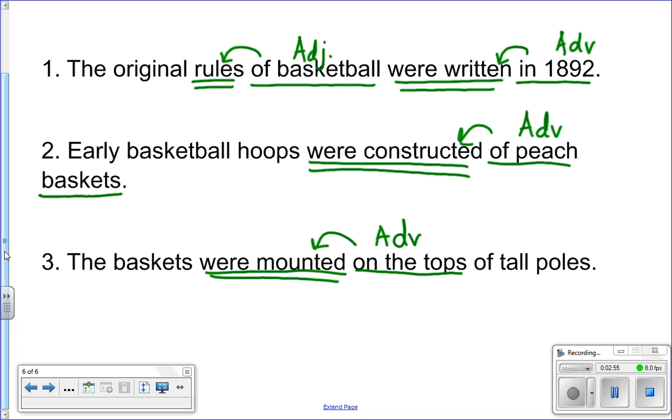We also have a second prepositional phrase of tall poles, and that is modifying tops, and tops is a noun. It's telling us which tops, of tall poles, which makes this then an adjective prep phrase. Note then that you can have an adjective phrase modifying something in the previous prepositional phrase.